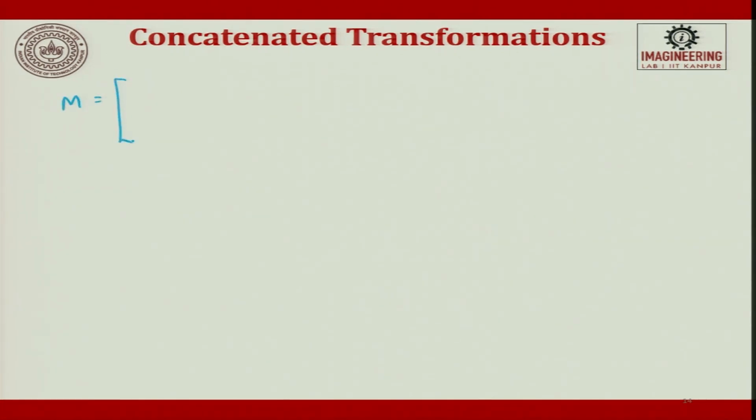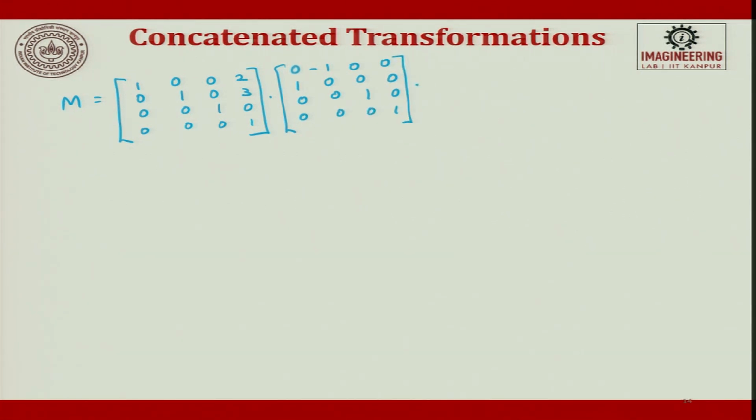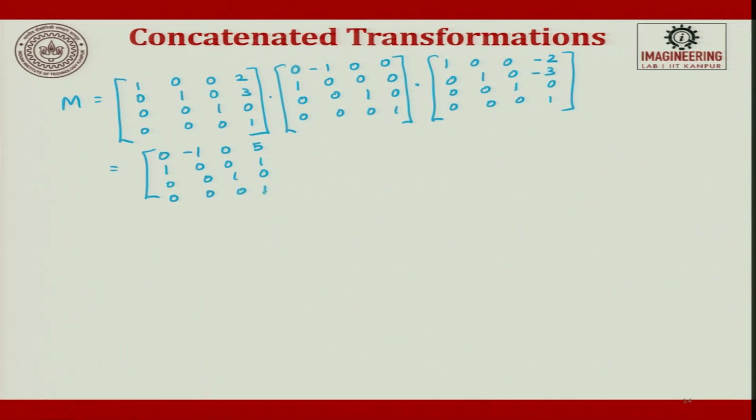So M is nothing but 1 0 0 2, 0 1 0 3, 0 0 1 0, 0 0 0 1 multiplied by 0 minus 1 0 0, 1 0 0 0, 0 0 1 0, 0 0 0 1, and then you will have one more which is 1 0 0 minus 2, 0 1 0 minus 3, 0 0 1 0, 0 0 0 1, and this is the matrix what we have solved: 0 minus 1 0 5, 1 0 0 1, 0 0 1 0, and you will get 0 0 0 1.